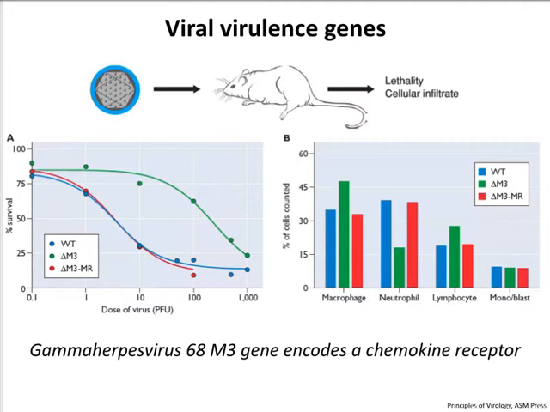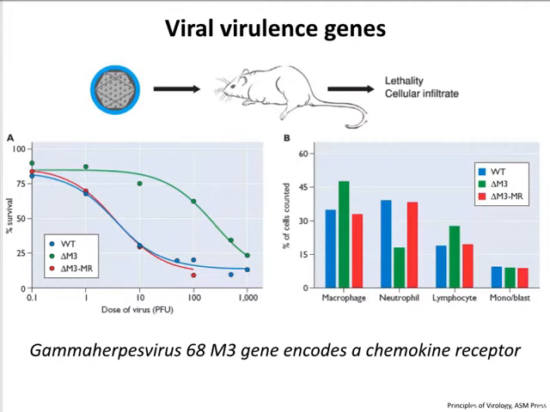That's why you do a gradient of inocula, because if you just use one high inocula, you might not see much of a difference, because here you're overwhelming the animals. When you now restore the gene to the virus, that's delta M3MR, you now get the lethality restored. So whenever you delete a gene from a viral genome, you need to put it back to show that your manipulation hasn't made a change somewhere else in the genome.